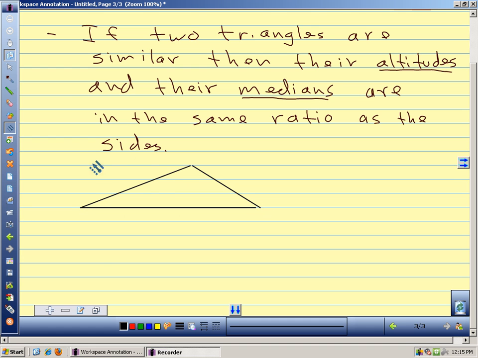And an altitude goes from the vertex at a 90-degree angle to the base.